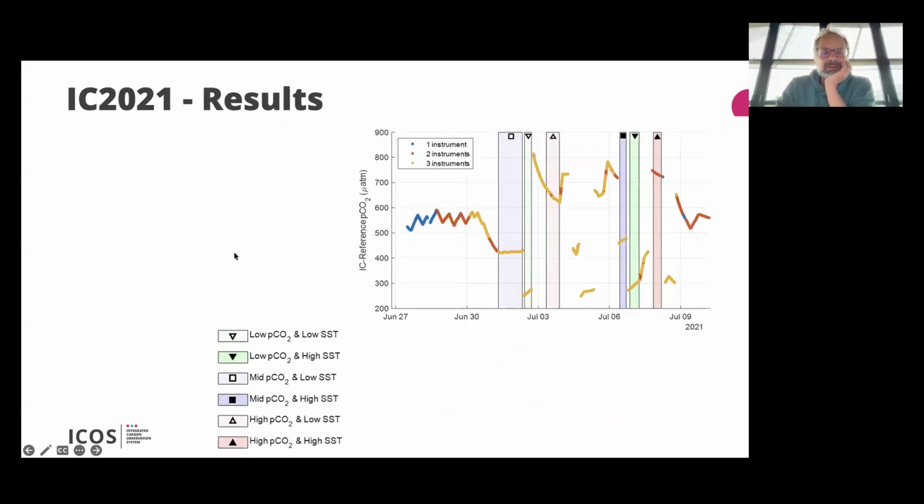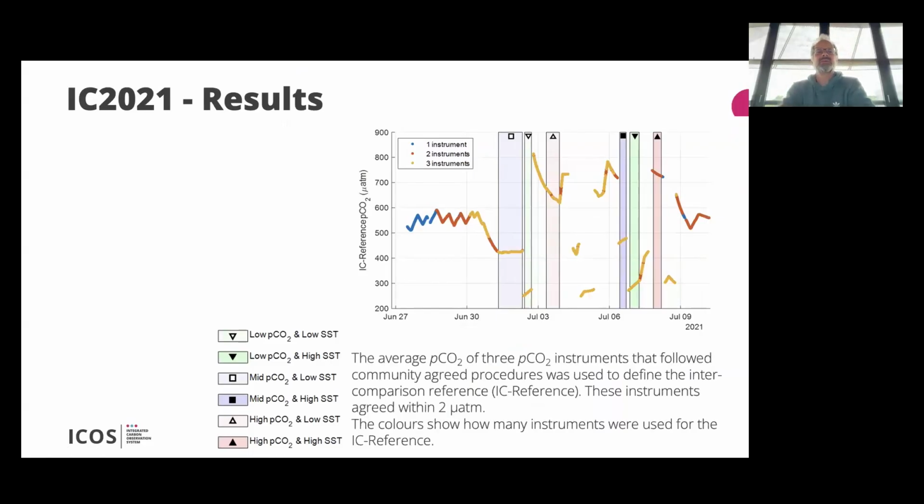And let's jump into the results. So what we see here is basically the pCO2 of the intercomparison reference. If we talk about reference, what did we use as a reference? There is nothing like a reference material for surface ocean pCO2 measurements. What we did, we used the average pCO2 of 3 pCO2 instruments that followed community agreed methods and that agreed within 2 microatmospheres during most of the time, meaning more than 90% of the intercomparison.